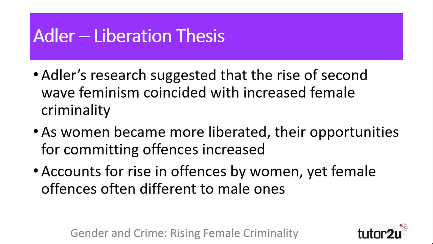A further explanation is Adler's liberation thesis. Now, Adler's liberation thesis suggested that the increase of women's criminality was due in part to the rise of second-wave feminism. Now, this had been criticised as those most likely to be influenced by feminism, the middle class, were also least likely to commit crime. However, over time, the increased liberation of women has moved through the class system and opened more opportunities to females to commit crime. This accounts for the rise in crimes by females, albeit females do still tend to commit different offences to males.